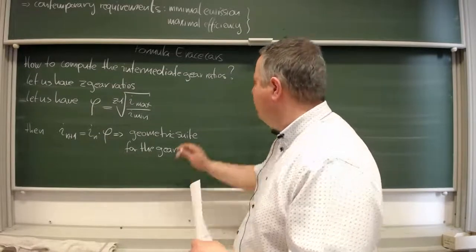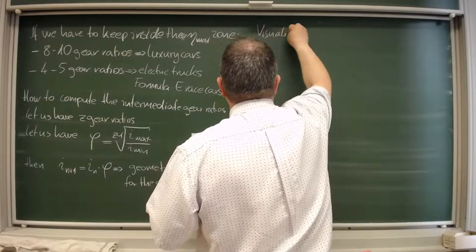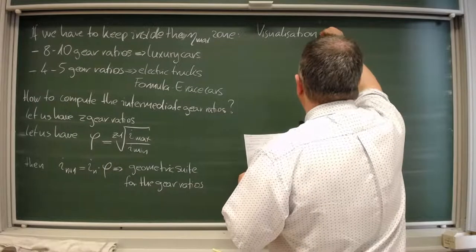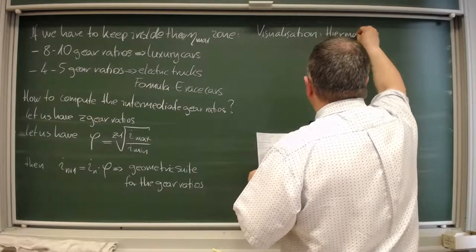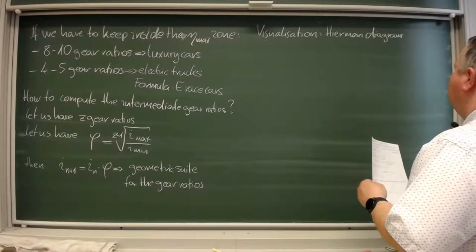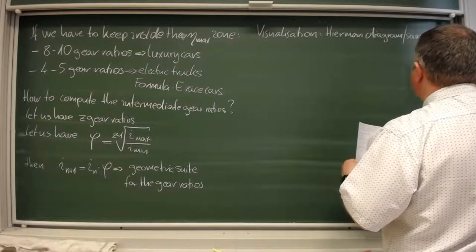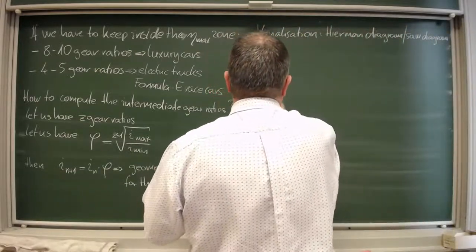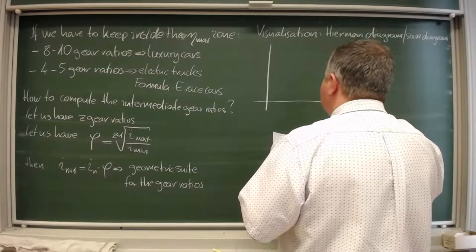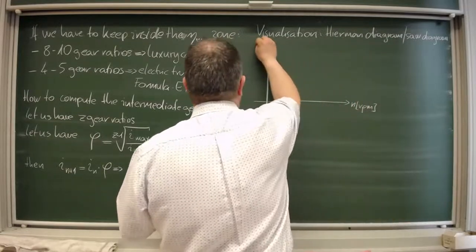Okay. And how to visualize this? There's also a simple tool for visualizing. The visualization is quite simple. We call it here the Hermann diagram. We also call it the speed diagram. And it looks like the following. You get a vertical and a horizontal axis. On the horizontal axis, you get the velocity of the crankshaft or the engine output shaft, depending on the engine, in RPMs, let's say. And here you get the speed in kilometers per hour.